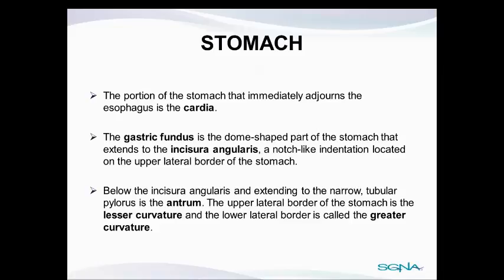The portion of the stomach that immediately adjoins the esophagus is the cardia. The gastric fundus is a dome-shaped part of the stomach that extends to the incisura angularis, a notch-like indentation located on the upper lateral border of the stomach. Below the incisura angularis and extending to the narrow tubular pylorus is the antrum. The upper lateral border of the stomach is the lesser curvature, and the lower lateral border is called the greater curvature.